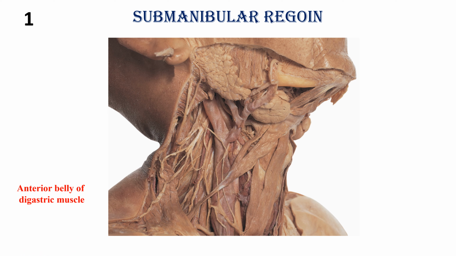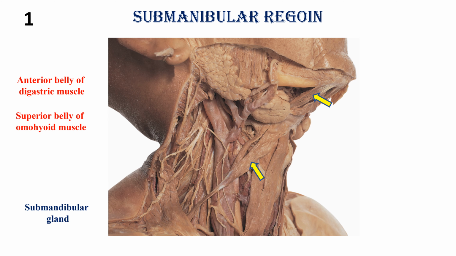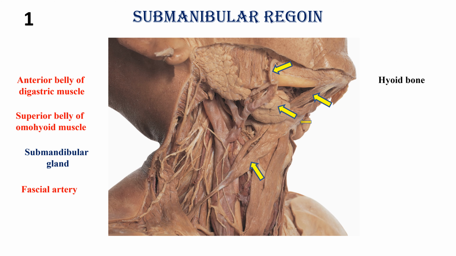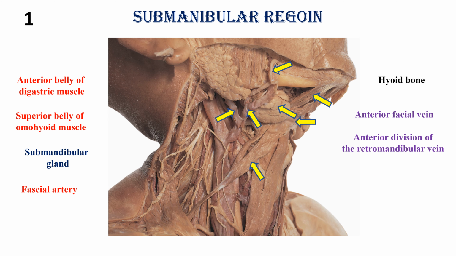Now we go to the second layer. Let's see this one. That is the anterior belly. That is the superior belly of omohyoid. That is the submandibular gland. That is the facial artery. That is the hyoid bone here, which limits the lower border of the submandibular region. That is the anterior facial vein, and that is the anterior division of the retromandibular. That is the common facial, and all of them are going to the internal jugular vein. That is a specimen. When you reflect the skin, superficial and deep fascia, you will be facing this layer.